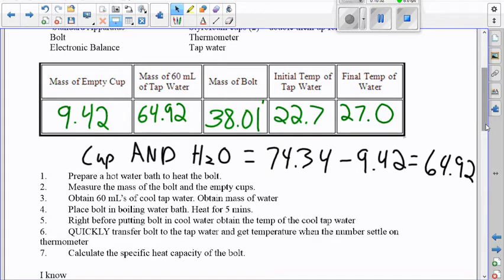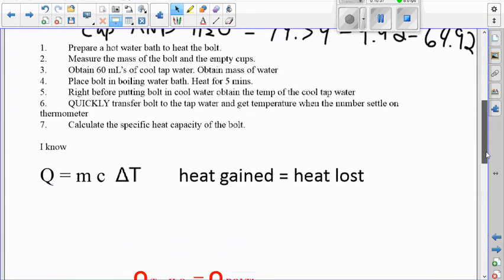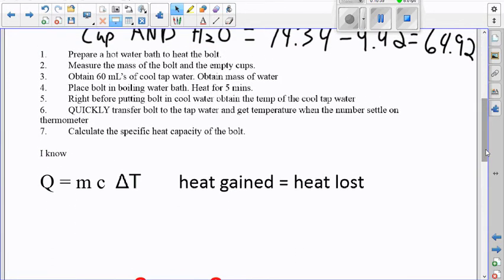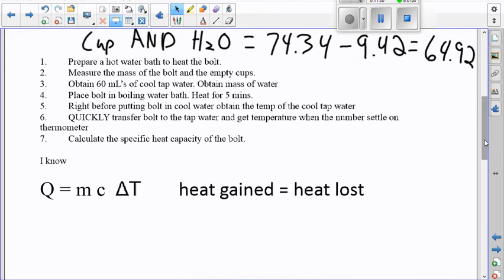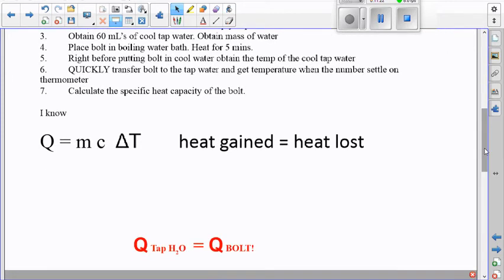I'll give you a little bit more guidance, and then I'm going to put you guys into the deep end here and see what we can do. So, some things I would like to mention. The heat gained by the water should be exactly equal to the heat lost by the bolt. Law of conservation of energy, right? So energy went from the bolt into the water. That amount of energy that the bolt lost should be identical to the energy that the water gained. So the Q of the tap water should be equal to the Q of the bolt.